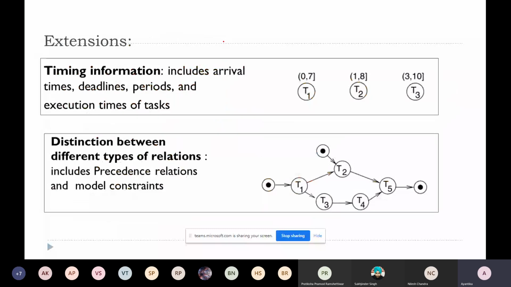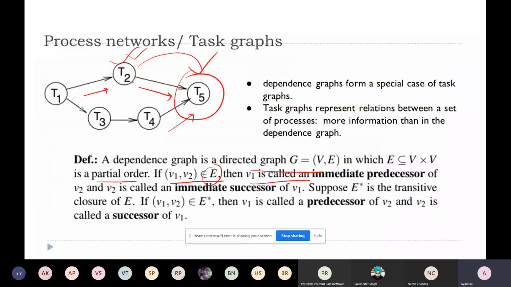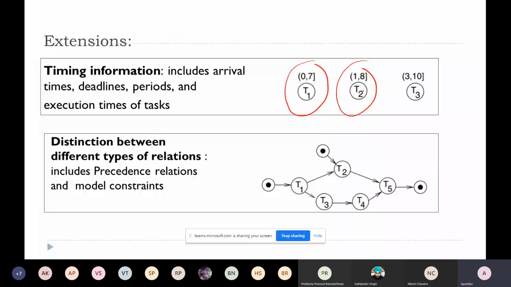With this task graph, we have some extensions if we are going to model with these task graphs. One is timing information, where we include different types of arrival time, deadlines, periods, everything associated with your nodes. Here you have just considered these nodes, and with these nodes you are associating the arrival time of the task, the deadlines of the task, everything.